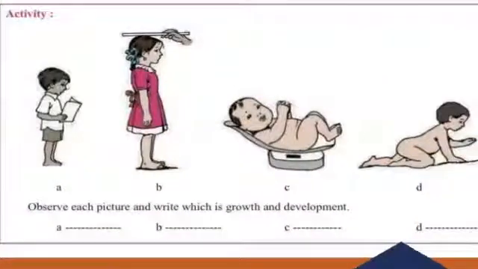Now, just a small activity for you. Observe each picture and write which is growth and development. 4 different pictures are given. So just take a break and see the 4 things. Is it growth or development? If you understand the concept of growth and development, you will be able to answer this small activity very easily.